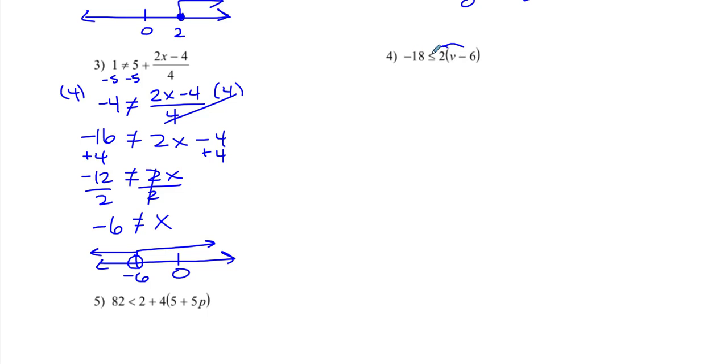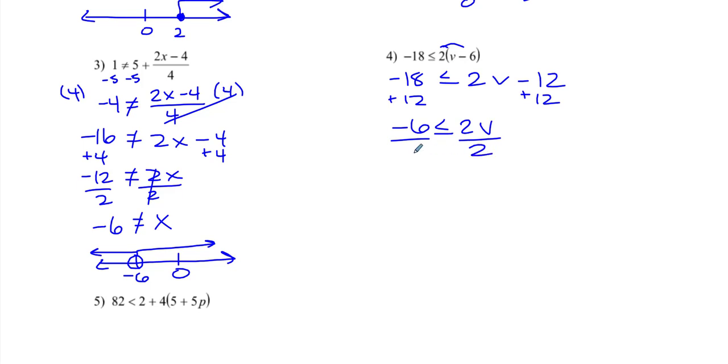All right, let's go ahead and distribute this. We got negative 18 less than or equal to 2v. 2 times negative 6, negative 12. Okay, I want to add 12 to both sides. Negative 18 plus 12 is negative 6, greater than or equal to, or sorry, less than or equal to 2v. Okay, now I need to divide both sides by 2. Okay, negative 6 divided by 2 is negative 3.